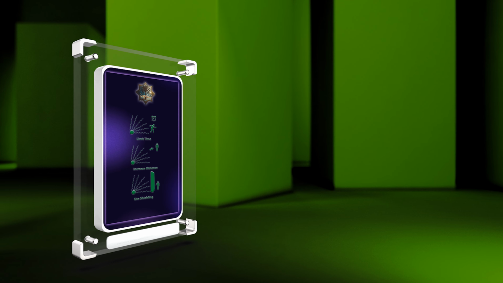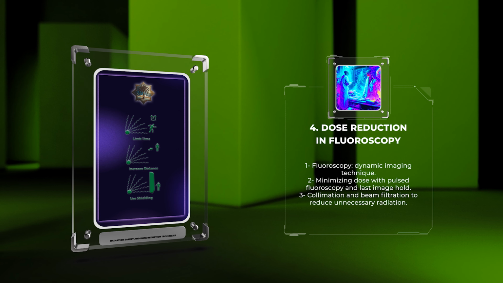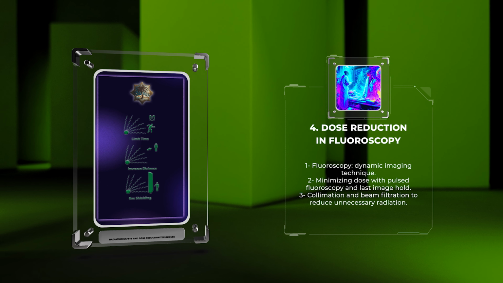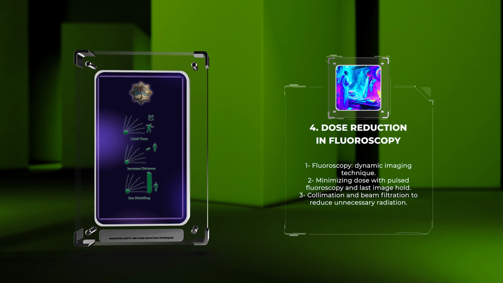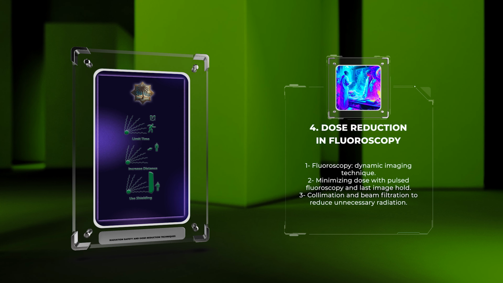Fluoroscopy is a dynamic imaging technique that exposes patients to continuous radiation. To minimize dose, pulsed fluoroscopy and last image hold techniques can be employed. Additionally, collimation and beam filtration assist in reducing unnecessary radiation scattered to the patient and operator.